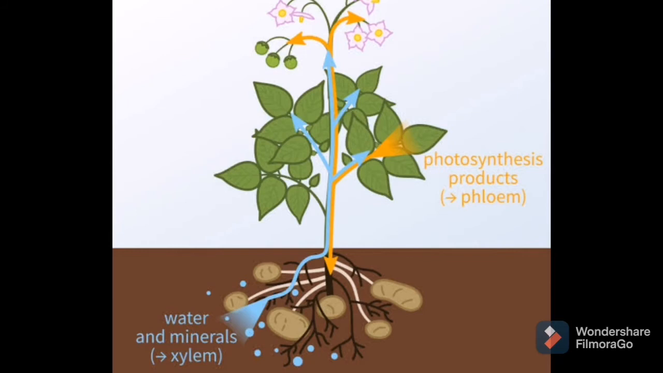So now, third one, conducting tissues, also called vascular tissues. It provides a passage for water and dissolved materials to move up and down the plant. The xylem and phloem are the two types of conducting tissues.